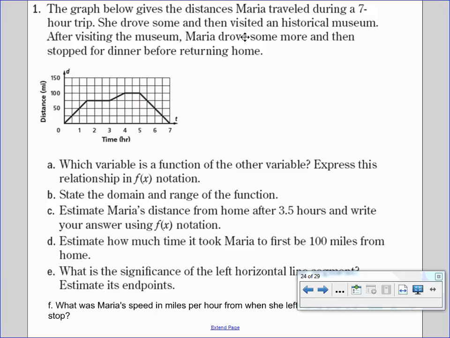Nathan? The time depends on the distance. The time here depends on how far away she is from home. Well, you know, distance depends on the time. The distance she's away from home depends on the time in hours. Cameron? I was gonna say the same thing, distance depends on time. Ethan? That X and Y would apply. Yes, yes, yes, yes. You guys are all right.